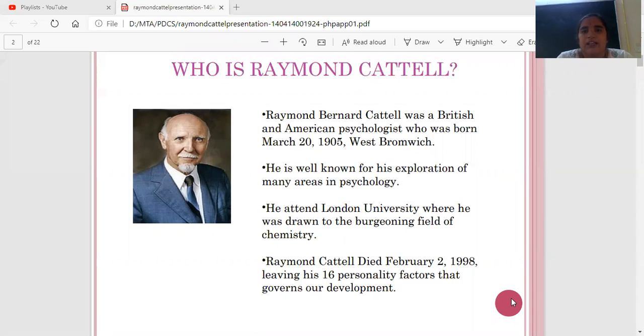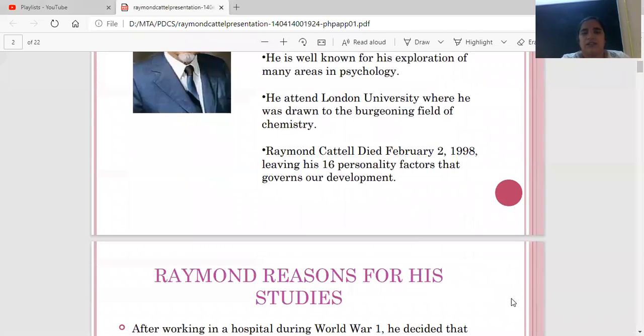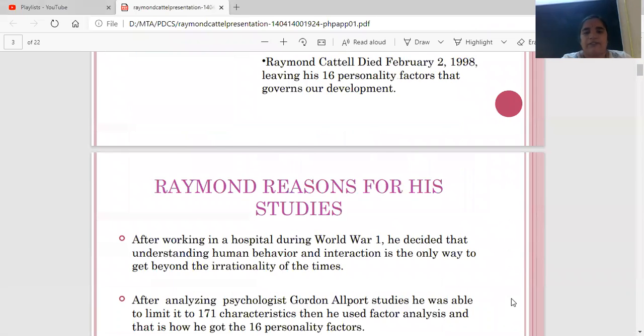He is well known for his exploration of many areas in psychology. He went to London University and got a degree in chemistry. In 1949, he developed the 16 personality factors theory, which is being used by different psychologists.